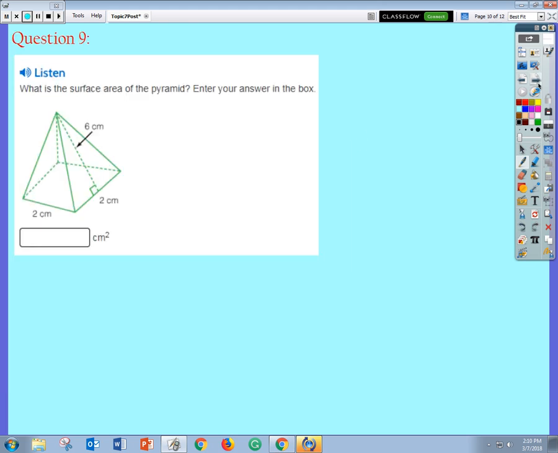Number 9. What is the surface area of the pyramid? Enter your answer in the box. Oof, tough one. Remember, we're finding the area of the base. We're going to add to that 1/2. Why am I doing 1/2? Oh, because they're triangles. Surface area equals area of the base. We're going to find the area of the base, which in this case is a square, plus we're finding the area of this face. Remember, now we could do the 1/2. We multiply that by the perimeter times the slant height.